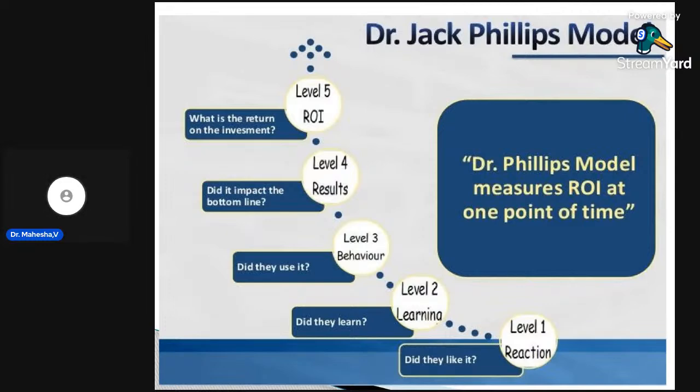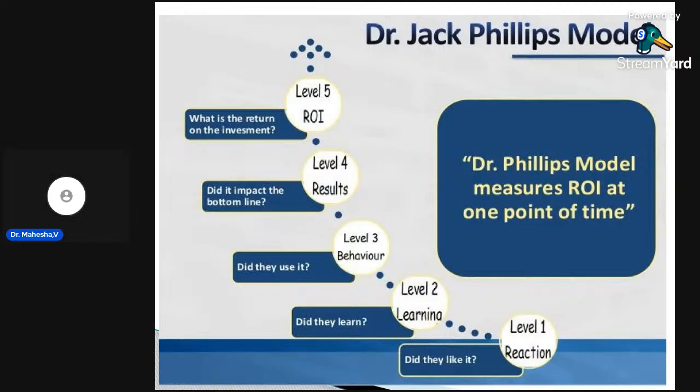Dr. Phillips has come out with this model. You see, the very first one is reaction. Did they like it? Whatever training they used to design and develop, did the employees like it? Did they learn really? And what is the behavior? Did they use it? If they learn, of course, whether they are going to use it in future.